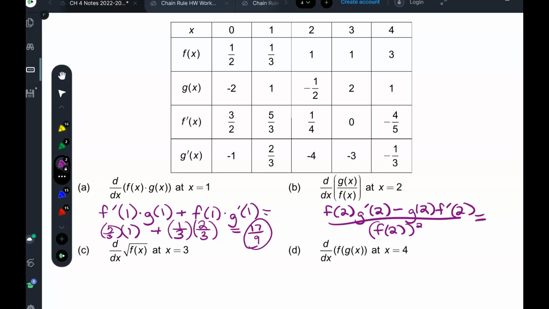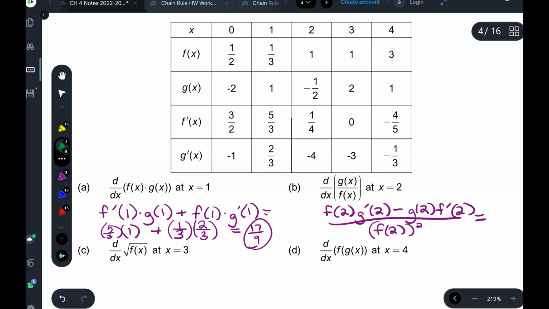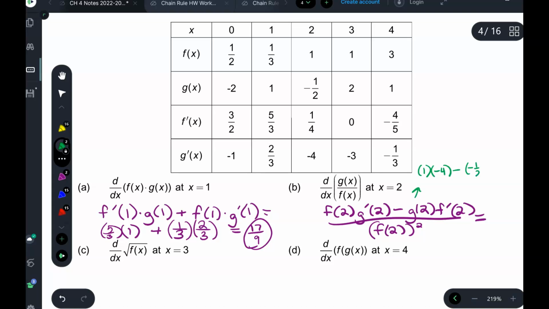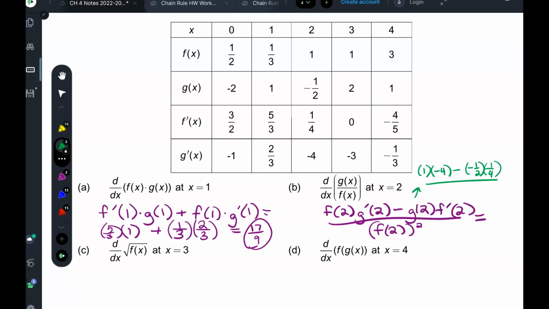Okay. F of 2 is what? Sorry, I really did not give you much space. So we have, I'm going to do it up here. So 1 times g prime of 2? Negative 4, good, minus g of 2, negative 1/2, f prime of 2, oh, more fractions, 1/4, and then f of 2 squared. Where's f of 2? 1, oh, good, so it's just over 1.